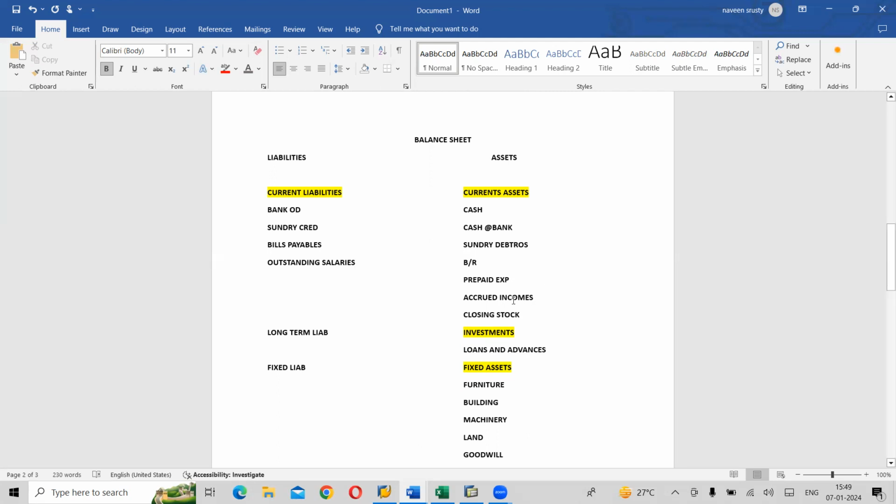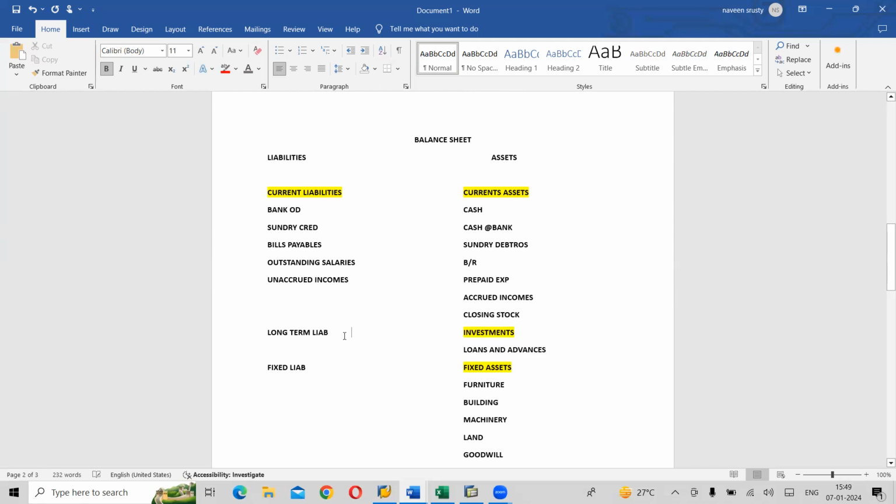Okay. Same thing, unaccrued incomes. Unaccrued incomes is nothing but we have not given services, but we have taken advance salary. Okay, so these are nothing but unaccrued incomes.